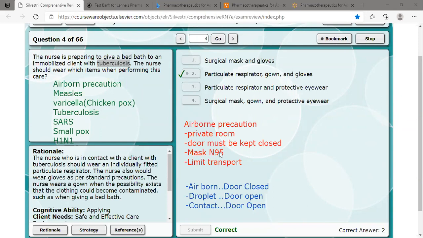Room with negative pressure inside. Not only a private room with the door closed, but also negative pressure. And the patient wears a surgical mask during transport, and limit the transport. So in the last box here, in case of airborne precautions, you keep the door closed, whereas for droplet precautions or contact precautions, you can keep the door open.